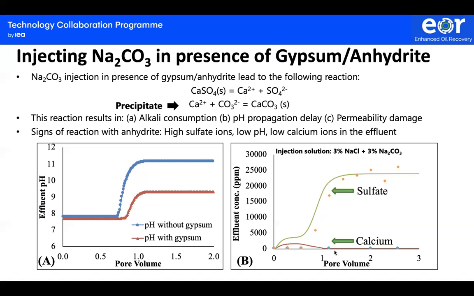Then we also looked at the effluent ions, and we found that because of this reaction, the sulfate concentration increases to a very high value. So here in the effluents, we were measuring sulfate as high as 23 or 24,000 ppm, although we did not inject any sulfate in the injection brine because the injection brine had only sodium carbonate and sodium chloride. So this sulfate is coming from the dissolution of anhydrite and the precipitation of calcium carbonate. And we did not see any calcium ions because although you would expect some calcium when the anhydrite is dissolving, it precipitates because of sodium carbonate, and therefore we did not see any calcium in the effluents.